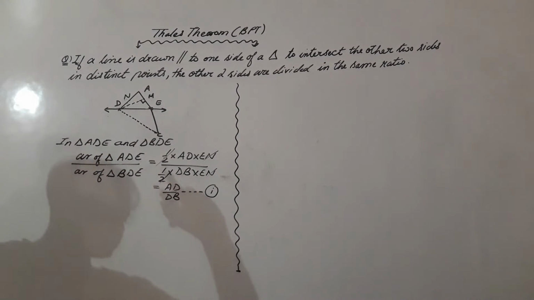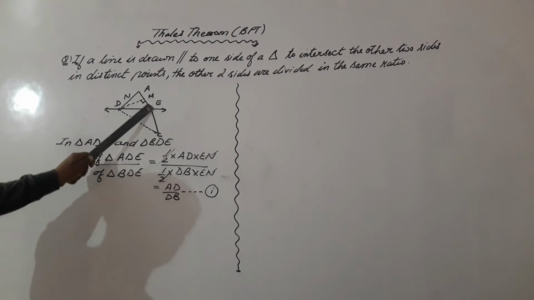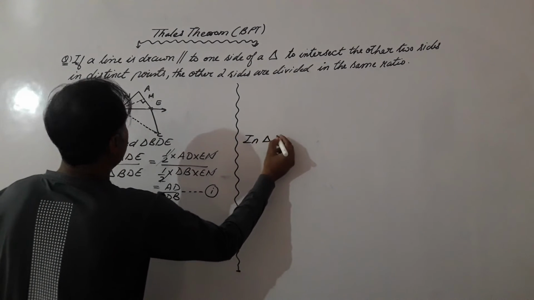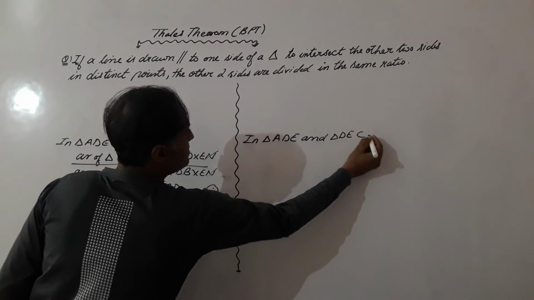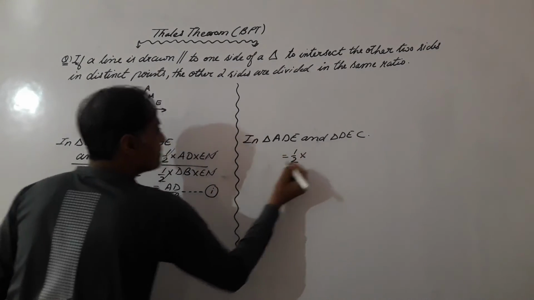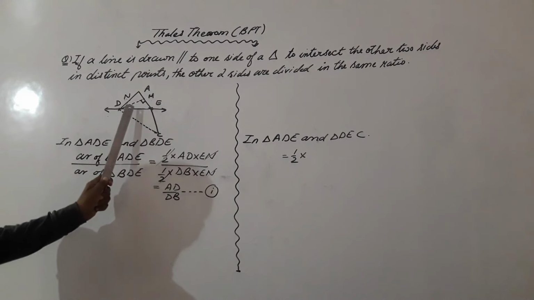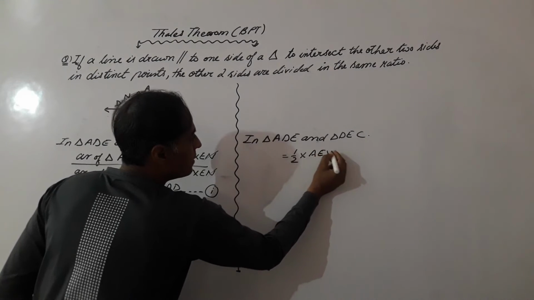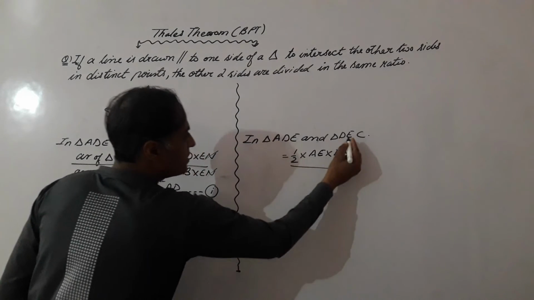If you see, now we will take the triangle ADE once again, and the other triangle is DEC, and use the same formula here. So let's write in triangle ADE and triangle DEC, using the formula. So what do we get? Half into... Now let's see. In the triangle on top, we see that the altitude falls on side AE, so the value of the base is AE and the altitude is DM.